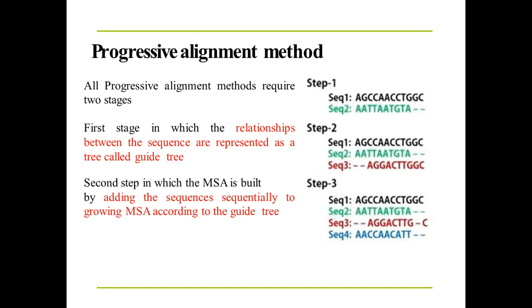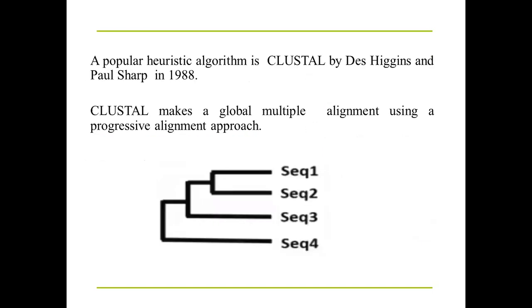Suppose in sequence one we have 4 amino acids, and in sequence two we have 3 amino acids. First, these two will be aligned. After that, we have 5 amino acids in sequence three, which will be aligned according to the first and second sequences. Then the fourth one will come, and it will align according to the first, second, and third sequences. So it all depends on that guide tree, which leads to the multiple sequence alignment.